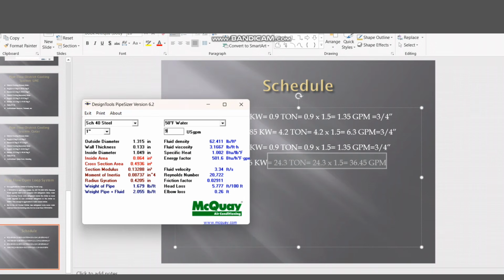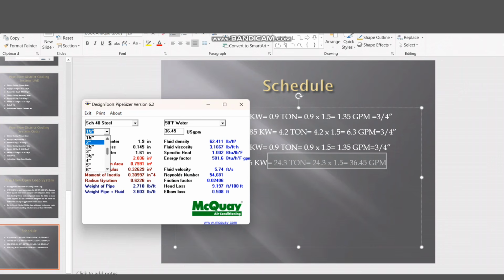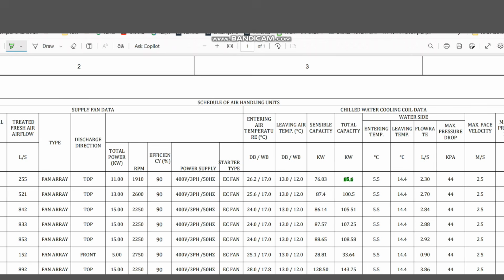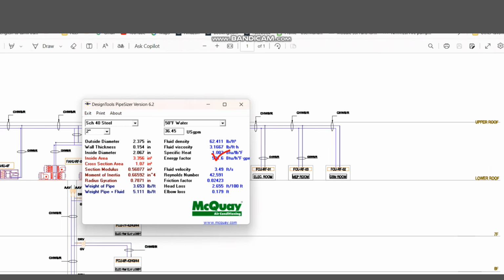Let's go to the pipe sizer. First try with the 1.5 inch. It is 36.45 GPM. The velocity is 5.74 feet per second, which is not acceptable. So we have to go with the 2 inch. Then try with 36.45. The velocity is 3.649, so it is acceptable. We can go up to 4 feet per second. So finally, the pipe size for this AHU will be 2 inch.